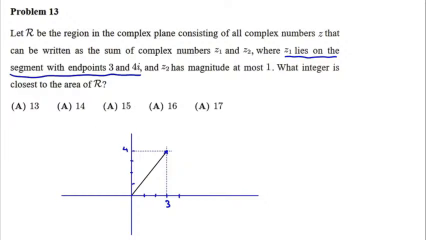Okay. Now, z2's endpoint is here. It can be anything here, z1. z2 has magnitude at most 1. So z2 is within a circle with radius 1. So let's move it. It's with this center. And z2 can be anything, for example, here.